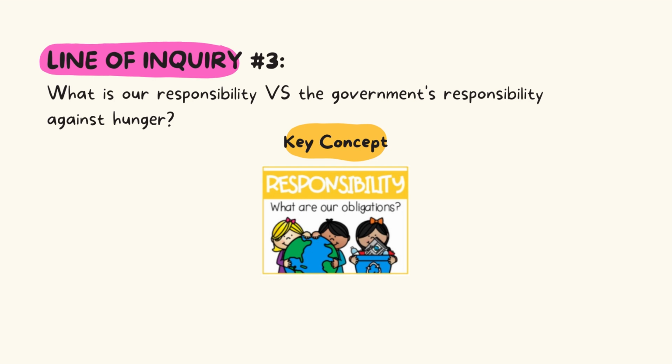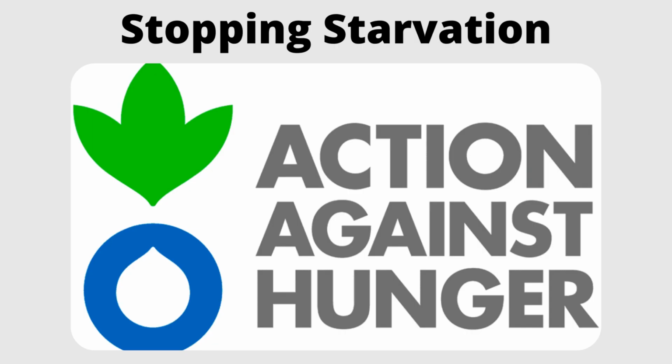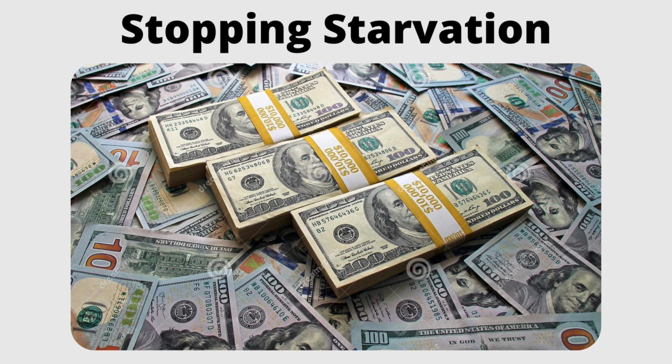My third line of inquiry is: what is our responsibility versus the government's responsibility against hunger? My key concept is responsibility. The questions I had were: how can we help to stop starvation? If we all help to stop starvation all around the world, we can stop it. There are about 850 million people in this world that are starving right now. $37 billion are needed each year until 2023 to stop starvation all around the world.